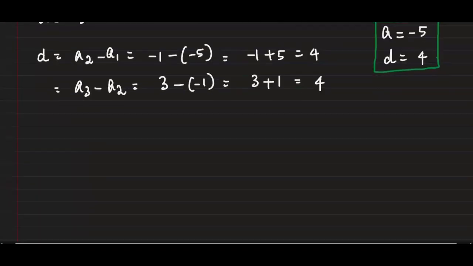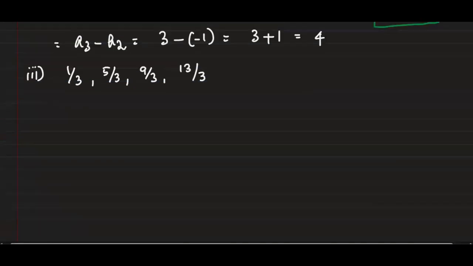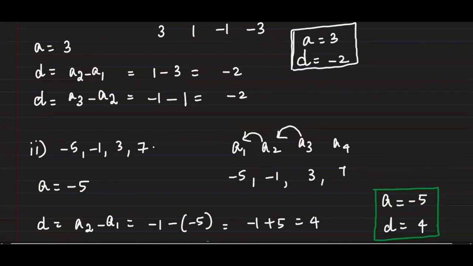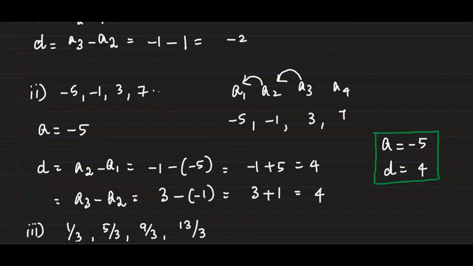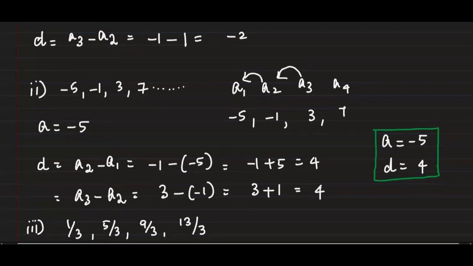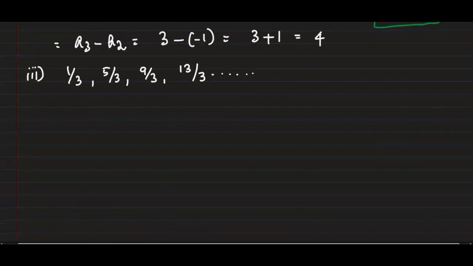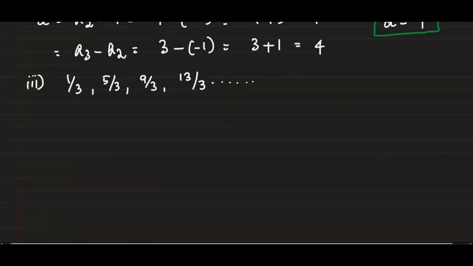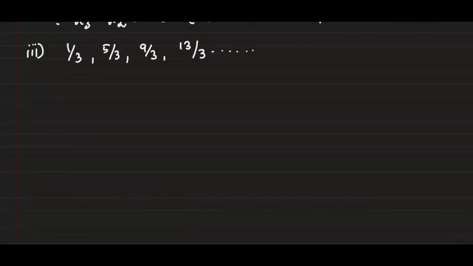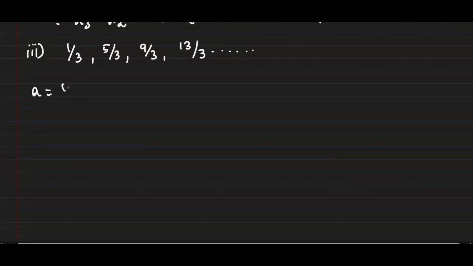Moving on to question number 3. Question number 3 is fractions basically. The given series is in the form of a fraction: 1 over 3, then 5 over 3, then 9 over 3, then 13 over 3. Is it a finite or infinite one? This is also an infinite series, and so on. Here A will be the first term. So A is equal to 1 over 3.